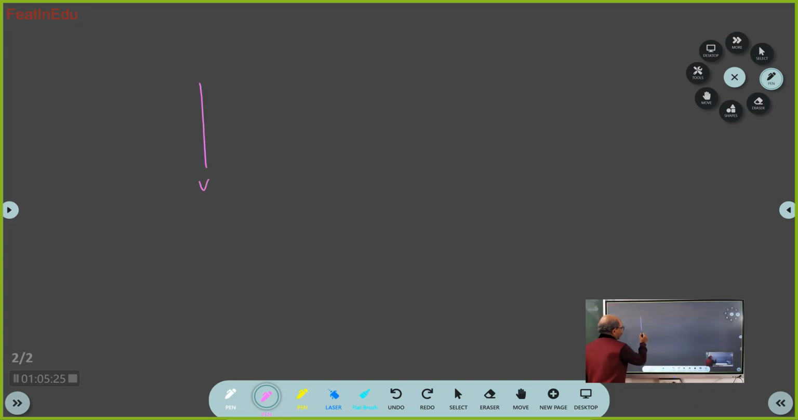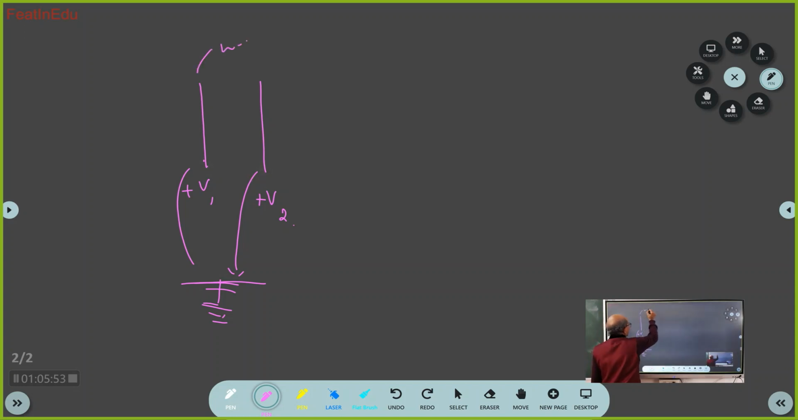See, this rod is at potential V1, this rod is at potential V2. When I say this rod is at potential V1, that means with respect to Earth this is potential V1, and this, with respect to Earth, is potential V2. Now, what is the potential difference between these two? See, this is also plus, this is also plus. Potential of this with respect to this will be V1 minus V2.